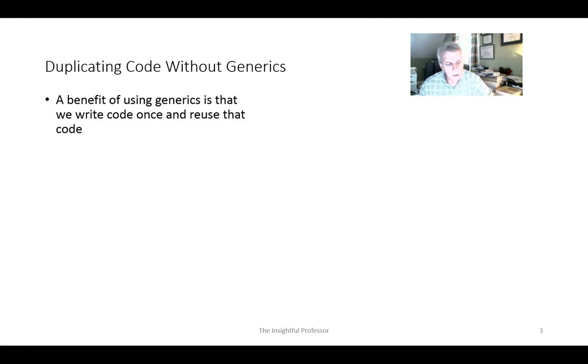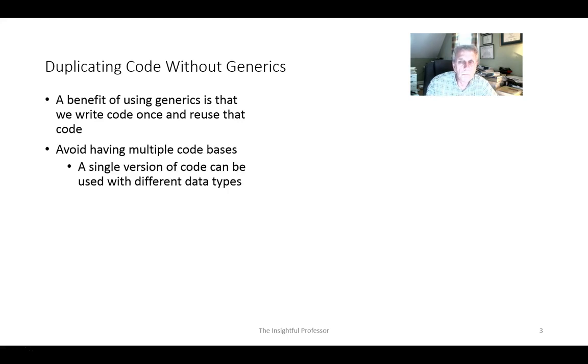Let's take a look at an example. We want to see the effect of not using generics, which results in code duplication. By using generics, we're able to avoid having multiple code bases, multiple versions of the same thing, even though we're working with essentially the same processing. This can be very expensive to maintain. So if we could write it once and use it in many different ways, this would be much better. It's a form of code reuse.